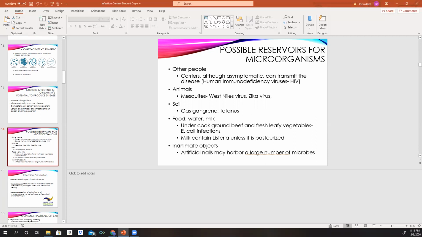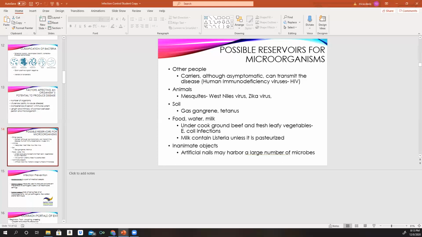Milk can contain Listeria unless it's been pasteurized. And then you have water, which can also harbor Giardia, E. coli, and Shigella. Drinking or swimming in contaminated water can begin the infectious cycle in people. And then we have inanimate objects. Inanimate objects can also harbor organisms such as the flu, which may be spread if a person touches a contaminated article and then touches their eyes or nose.